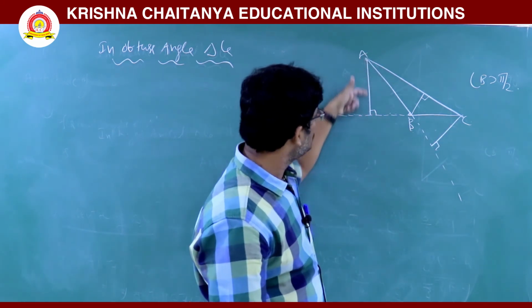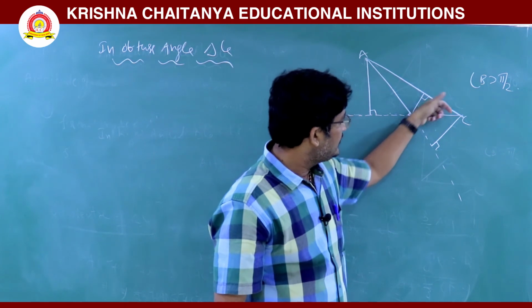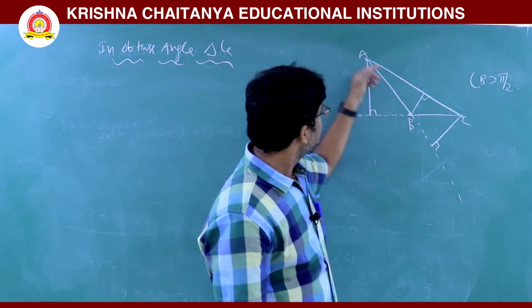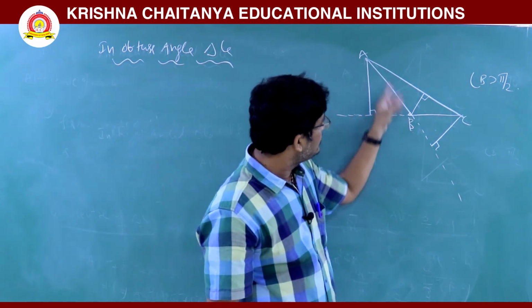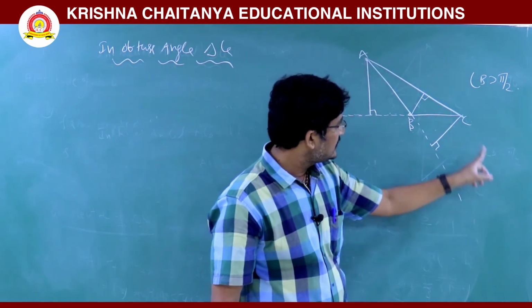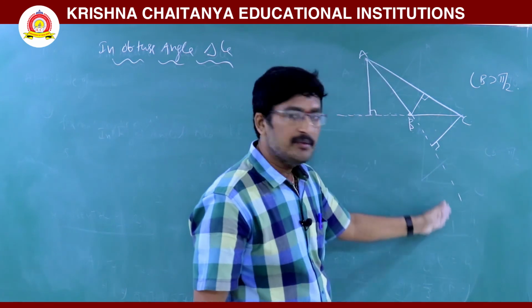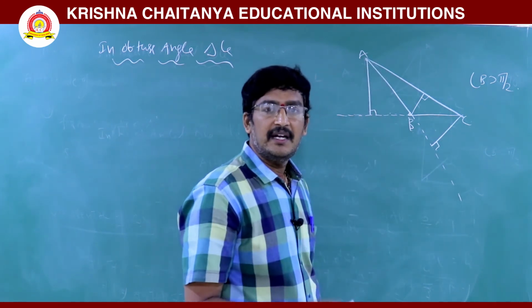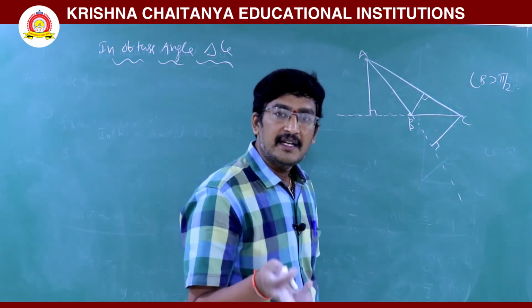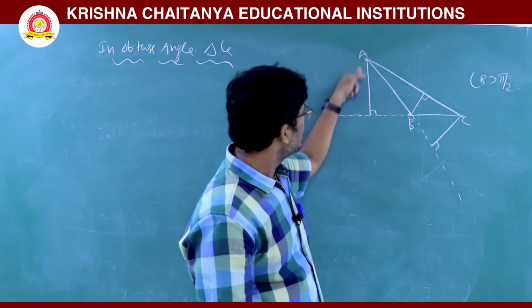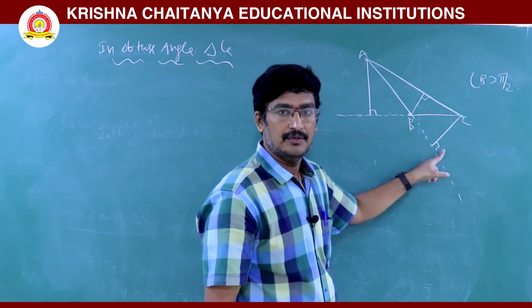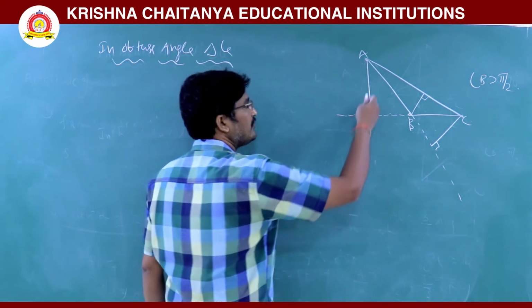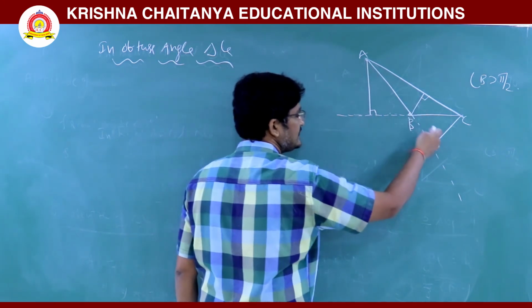So this is an altitude through A, this is an altitude through B, this is an altitude through C. This is an altitude through A to the side BC bar, this is an altitude through B to the side AC bar, this is an altitude through C to the side AB bar. What is the definition of the orthocenter of the triangle? The point of concurrency of three altitudes. This is one altitude, this is another altitude, this is the third altitude. So first we have to find the point of concurrency of these three altitudes.